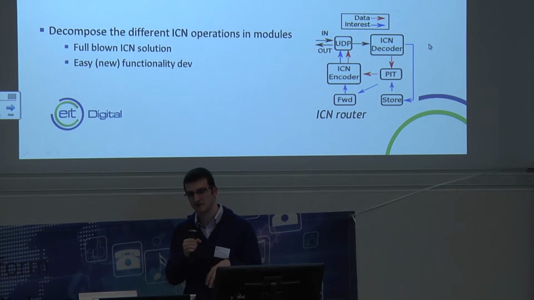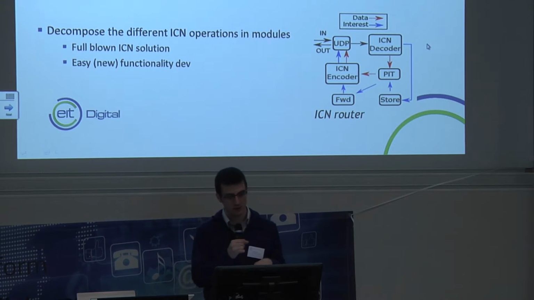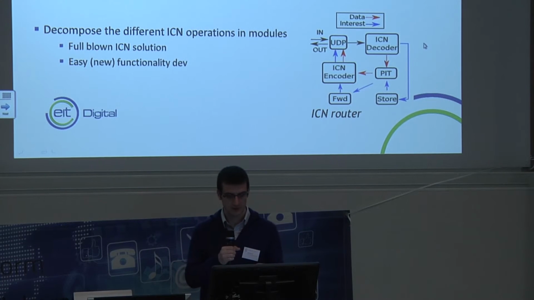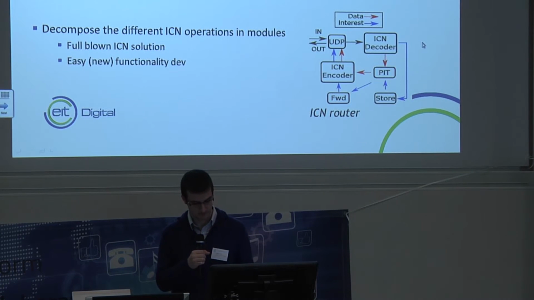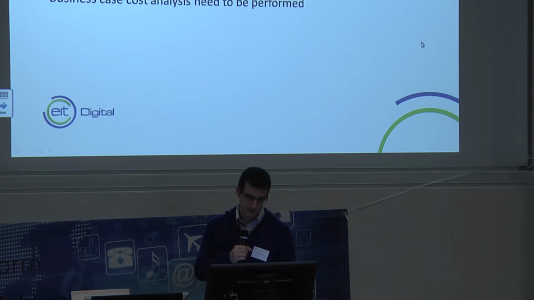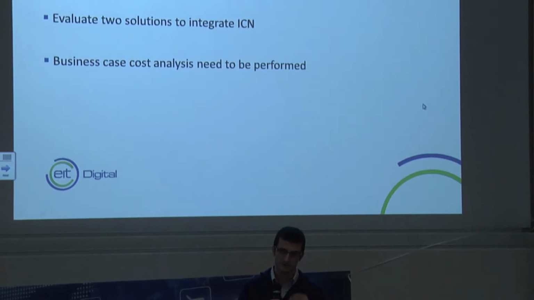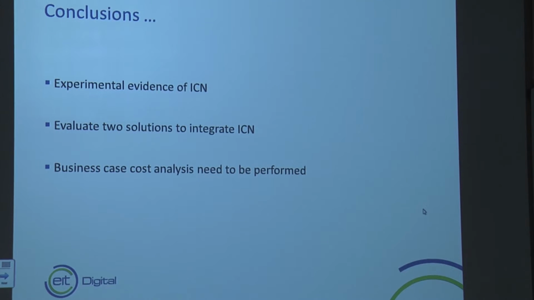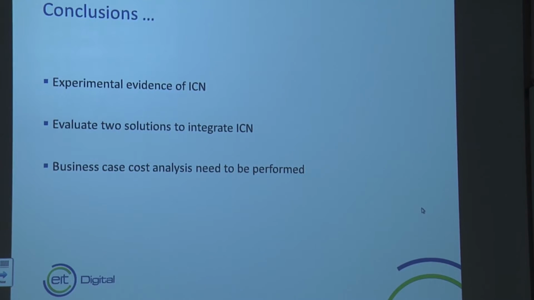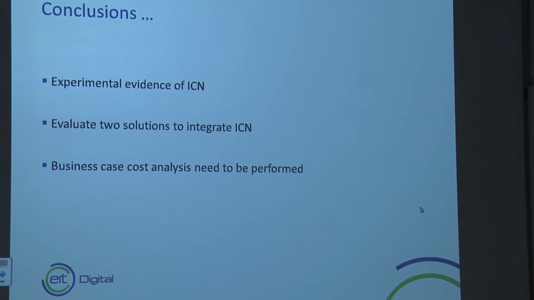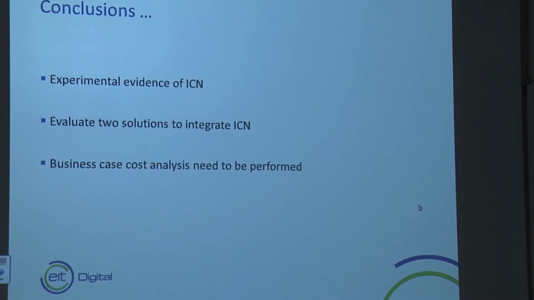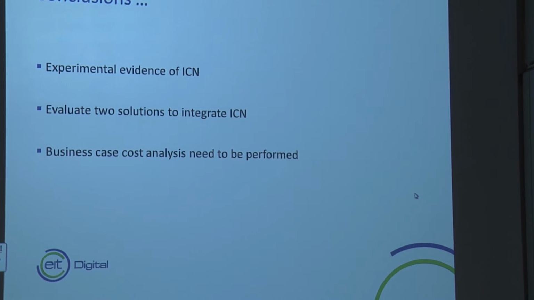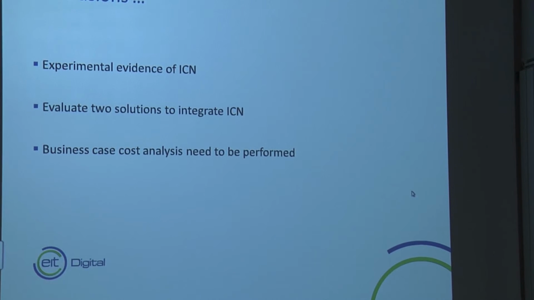On the contrary, we will probably have to replace some of the network devices in order to equip them with the hardware that we would need for this architecture. So in conclusion, we had experimental evidence of ICN benefits. We also had some experiments, as I will say later, and we evaluated two different solutions that can be used to integrate ICN technology inside current or future networks.